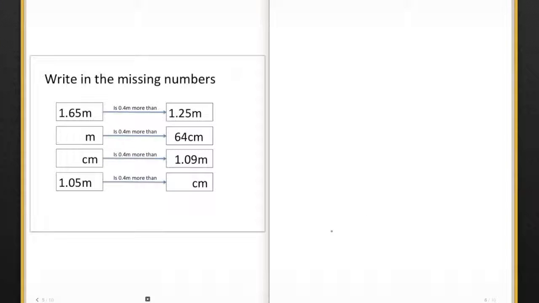Next question, write in the missing numbers. Now we've got to make sure that the numbers on the left are in the same units as the numbers on the right. Here we've got metres and centimetres, so we need to change one. Here we've got centimetres and metres, so we need to change it. And metres and centimetres, so again we need to change it. So we want an answer in metres, so change this to metres. We're going from centimetres to metres. 100 centimetres is 1 metre.